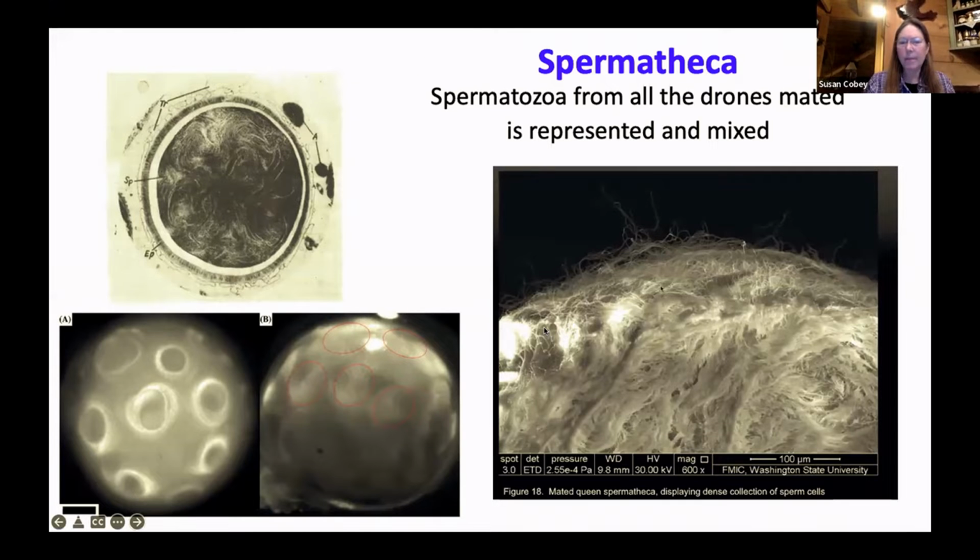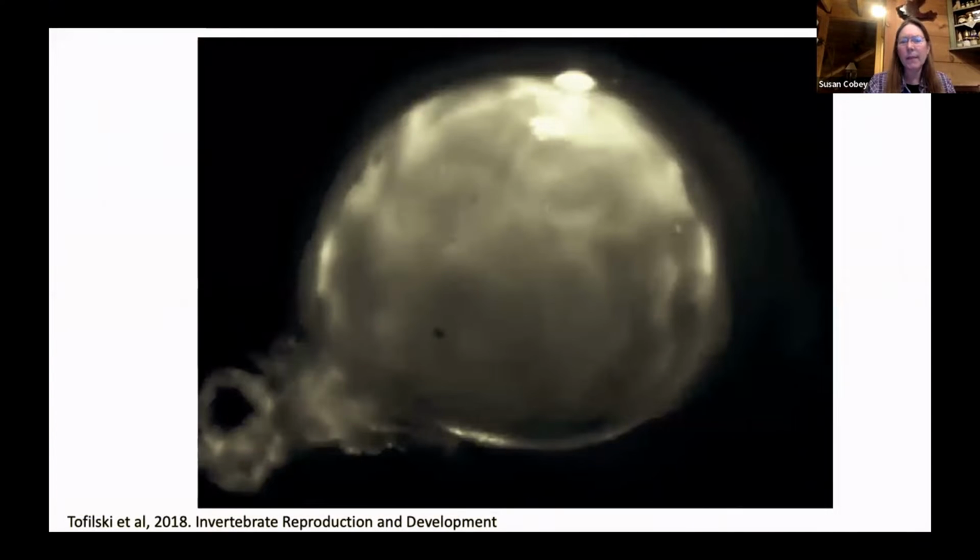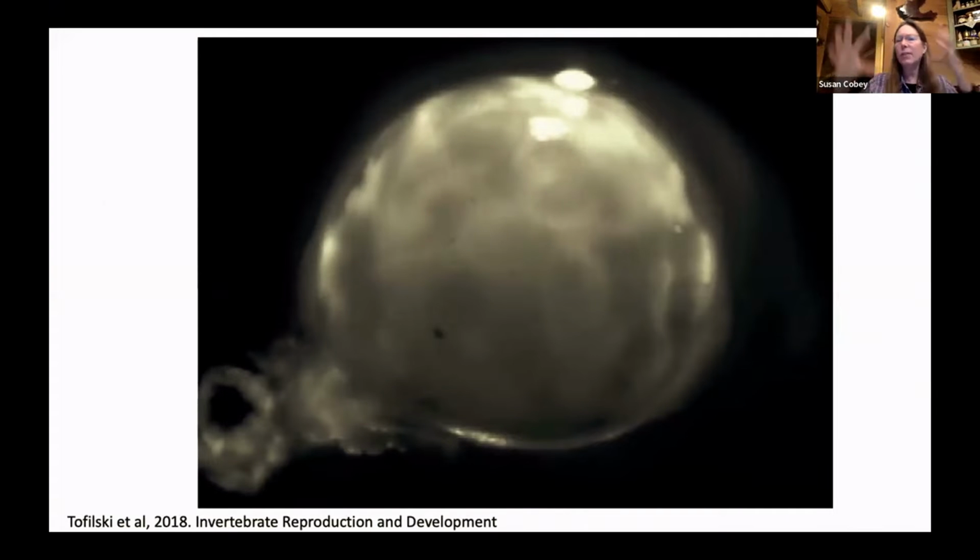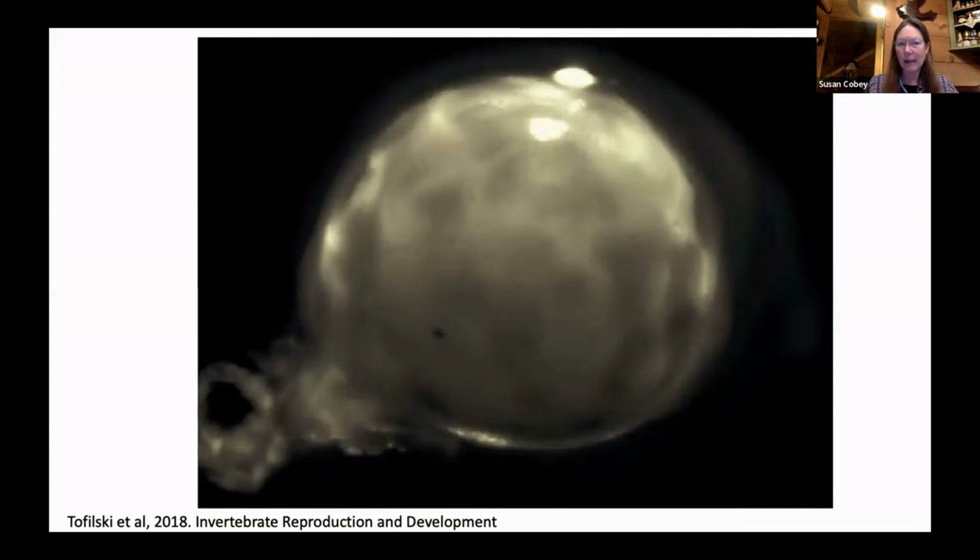But what I'm going to show you here is the spermatheca. Those swirly patches you see, that's the sperm moving inside the spermatheca. So this stuff is always constantly mixing, which is a pretty amazing thing to look at.